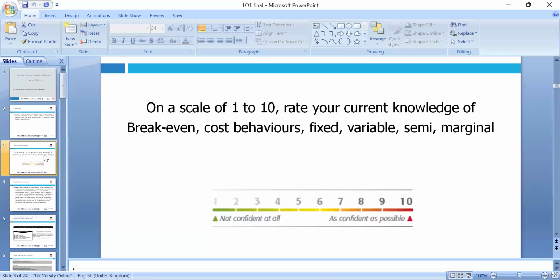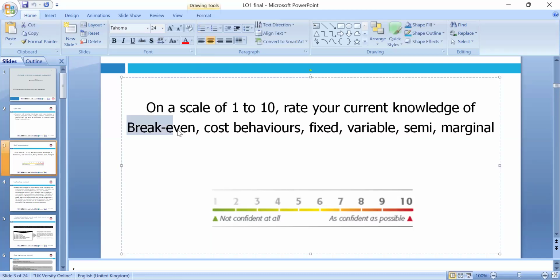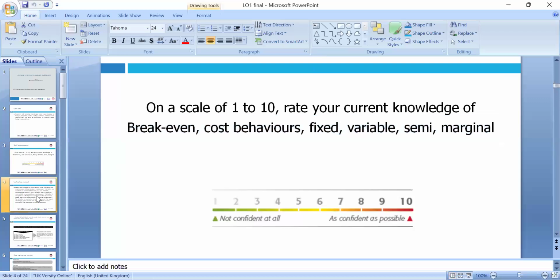It is always good to reflect. Have we ever learned anything about break even or cost behavior, such as fixed, variable, semi-variable, or marginal cost? You can reflect on a scale of 1 to 10 where we are at the moment. Okay, brilliant. Well done. So you already know the basic stuff you learned in college. Okay, we can move to the next.